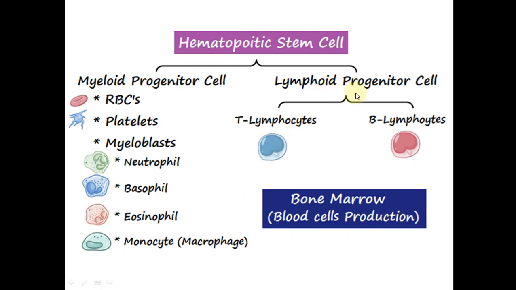The lymphoid progenitor cell will give rise to the cells that take part in the adaptive immunity, particularly the T lymphocytes and the B lymphocytes. The B lymphocytes differentiate into plasma cells and produce antibodies, and the T lymphocytes are involved in the cell-mediated immune reactions.